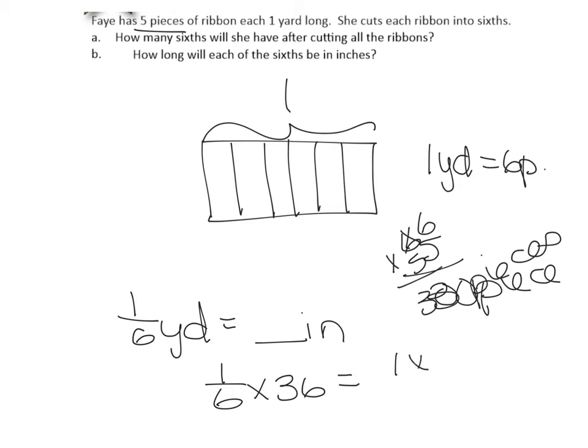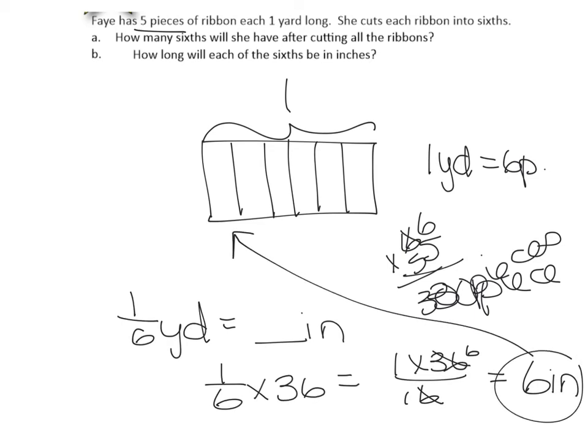So I have 1 times 36 divided by 6, and I can simplify first by dividing by 6. 6 divided by 6 is 1. 36 divided by 6 is 6. 1 times 6 is 6 over 1, which is equal to 6. So each piece is going to be 6 inches.